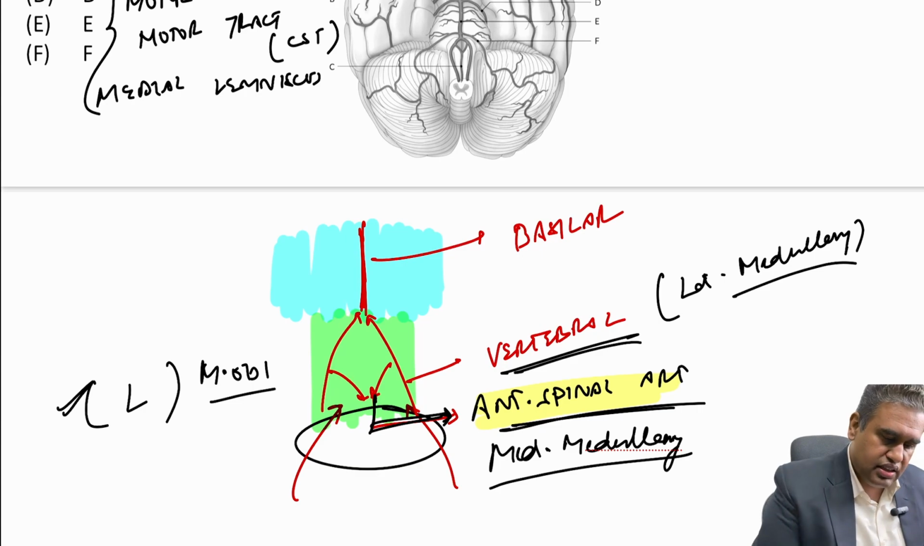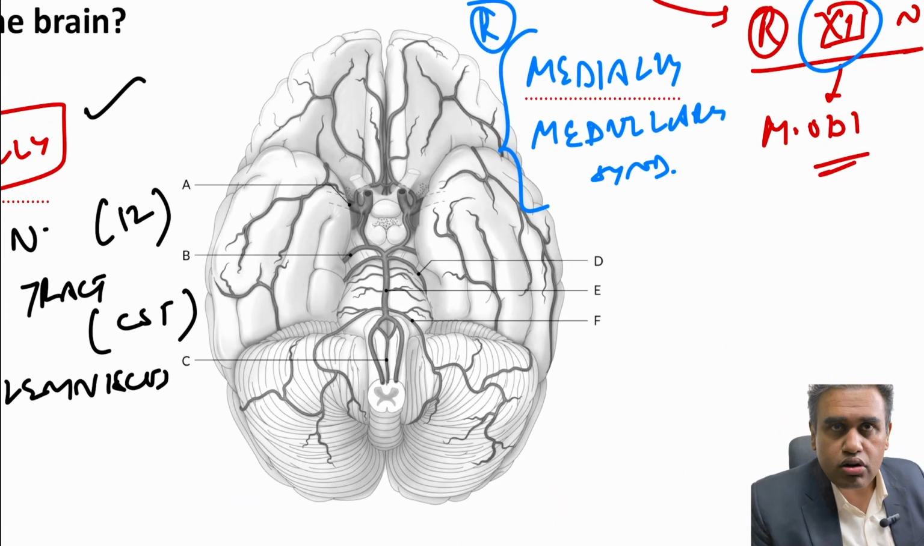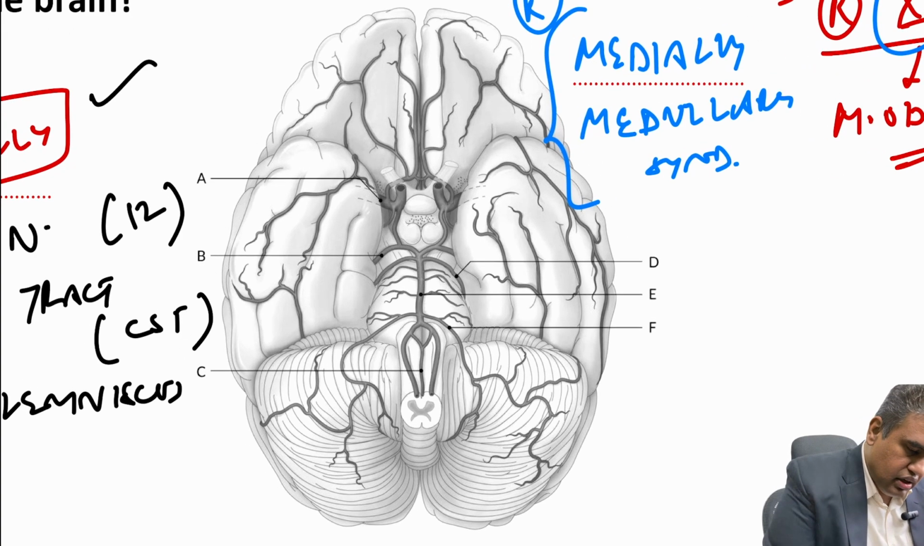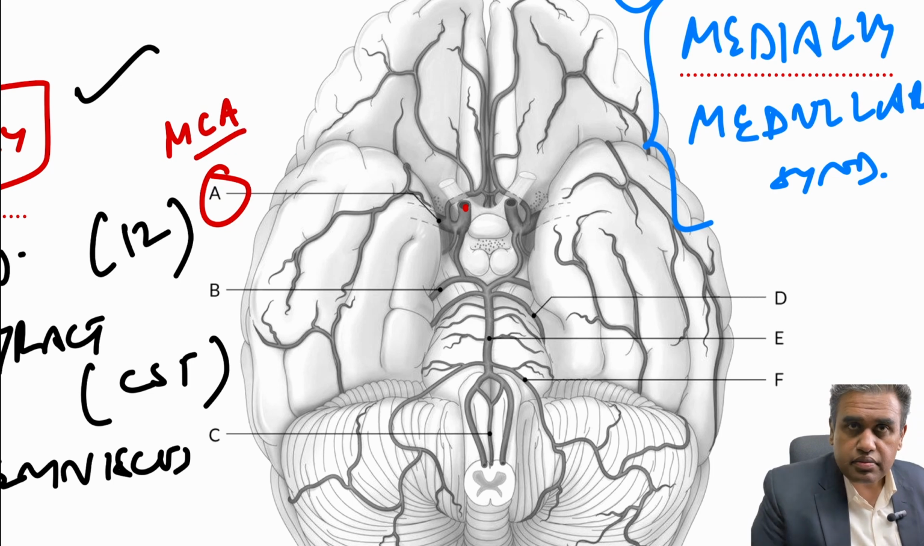Now let us come to this image. We are looking for an artery supplying the medial part of the medulla oblongata, right? Okay, let us see now. Here we have this whole arterial system. What is option number A over here? If it is an artery which is coming from the internal carotid and going laterally, this is MCA, the middle cerebral artery. We have anterior cerebral, middle, and the posterior cerebral.